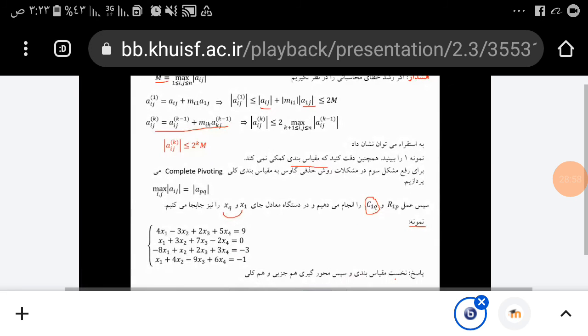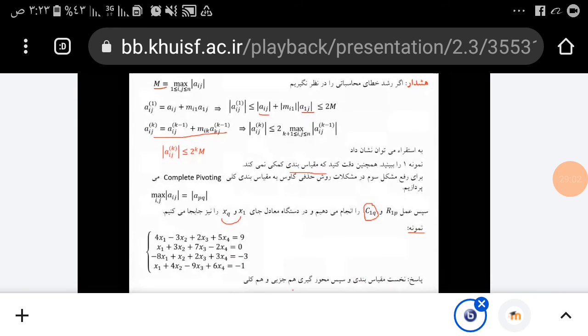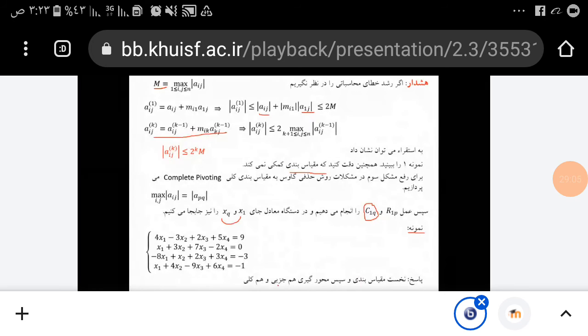First, we use the scale, and then we use partial pivot, and finally we use complete pivoting.